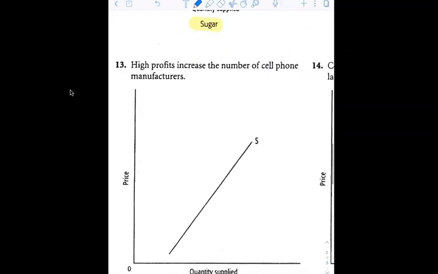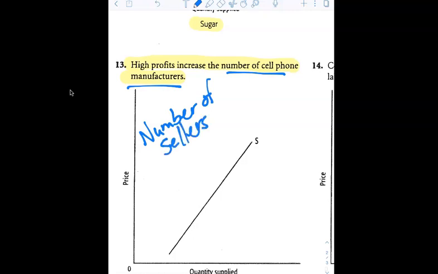Number 13, we are producing cell phones, and we find that there are high profits in our industry that increases the number of manufacturers of cell phone producers. So we have more sellers than we did before. When you bring more sellers into the market, that means that we're going to have more cell phones than we did before. So the shifter is number of sellers has increased. It's going to increase the supply, so that curve is going to shift to the right. So we'll draw an arrow to the right. And our new curve.